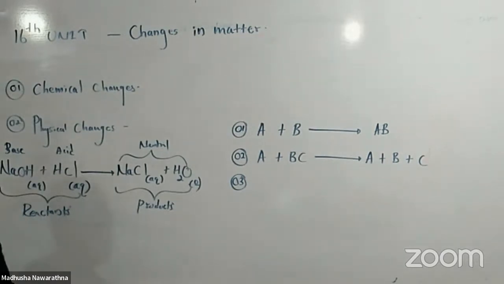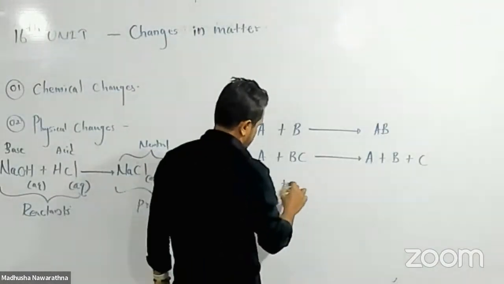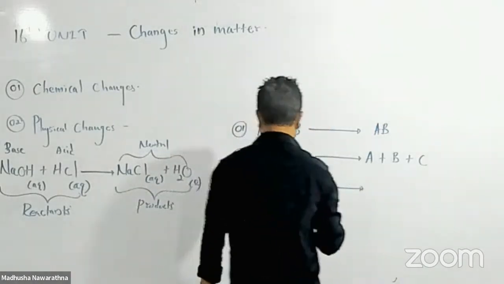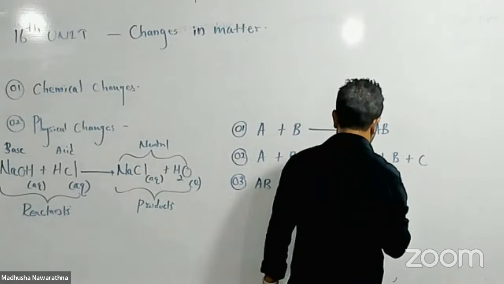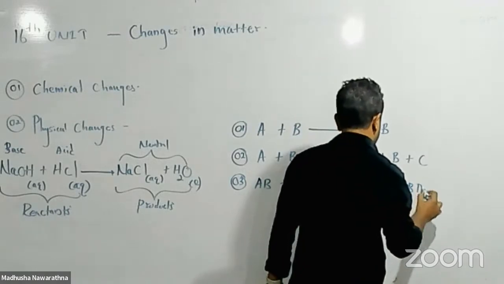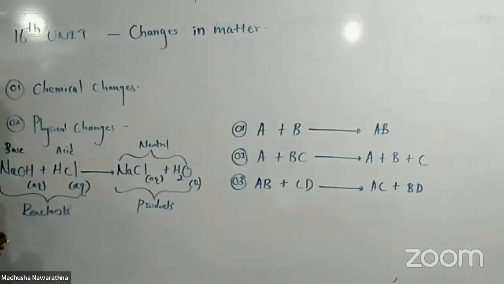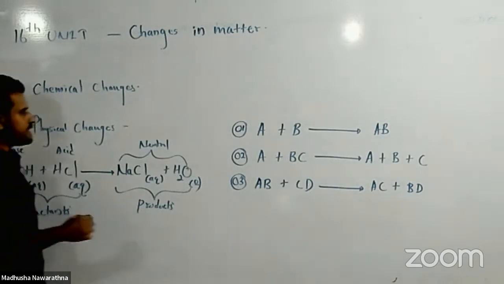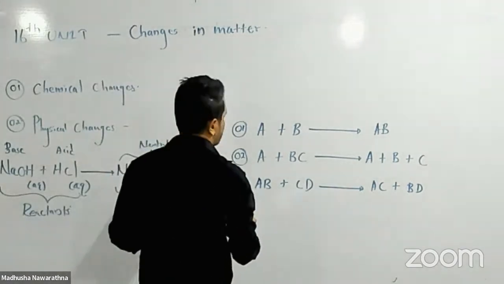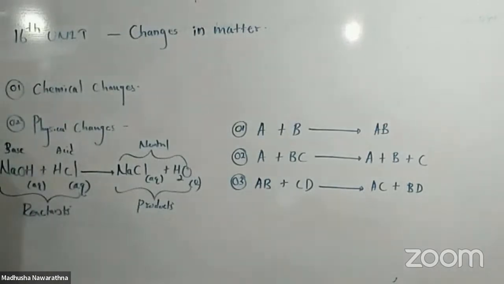Like this: AB plus CD will result in AC plus BD. Understood? So these are three different results of chemical reactions. But let's write it like this.